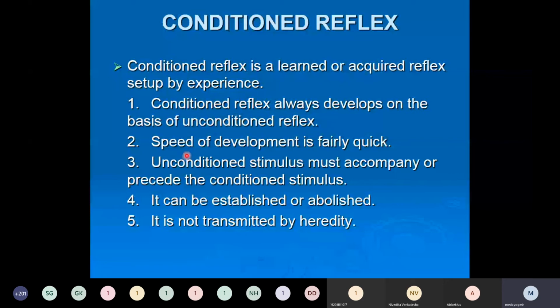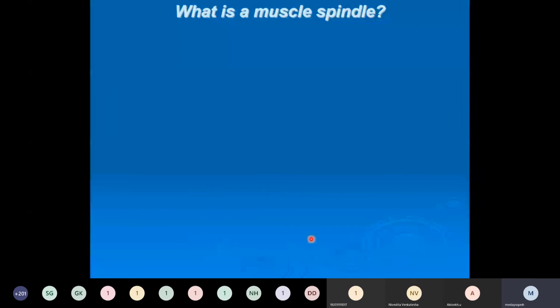About the conditioned reflex, the speed of development is very quick. An unconditioned stimulus must accompany or precede the conditioned stimulus. It can be established or abolished. It is not transmitted by heredity, of course.